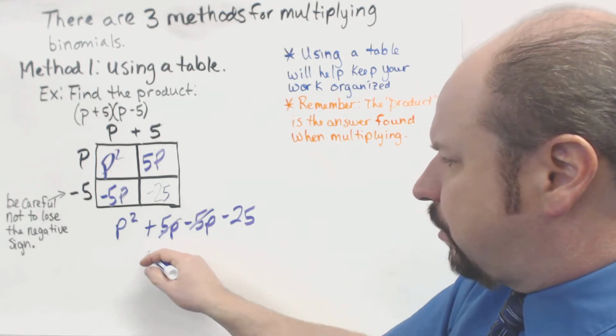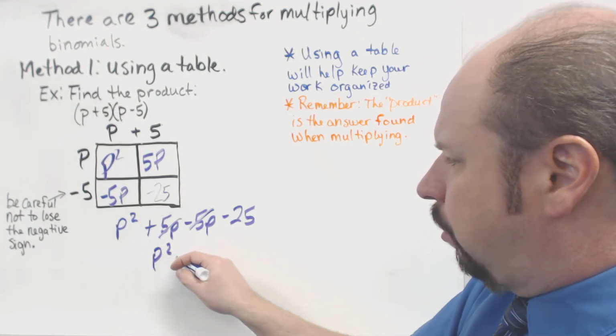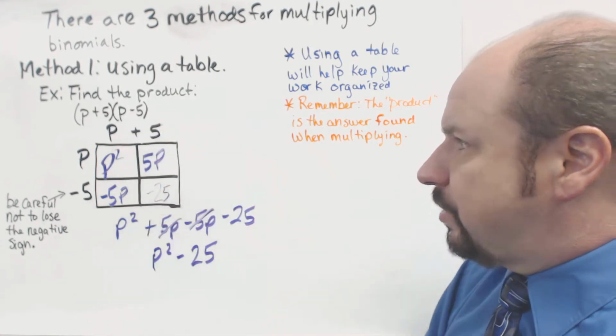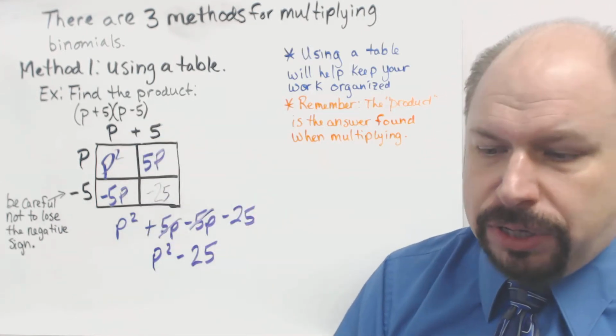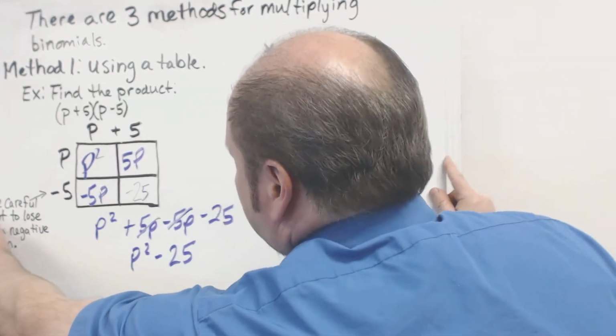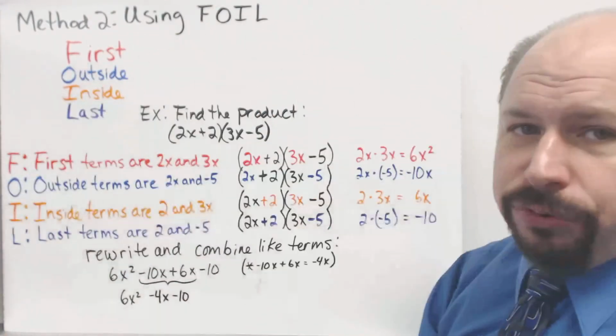And so that leaves us with p squared minus 25. And that is the product of p plus 5 times p minus 5. Okay, next method is using FOIL.